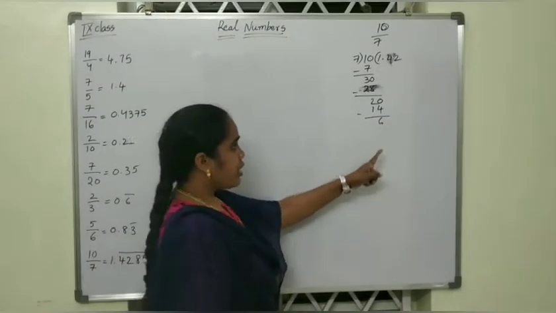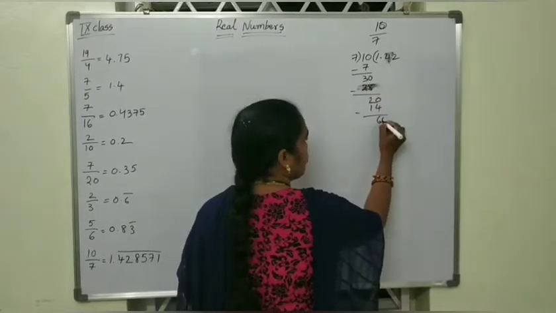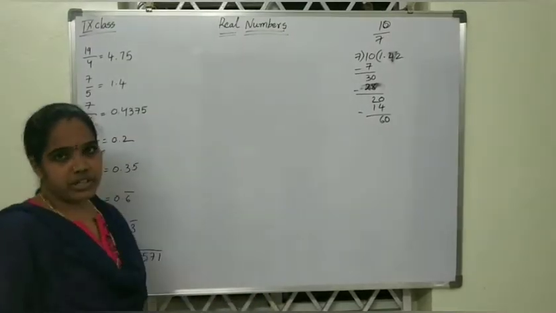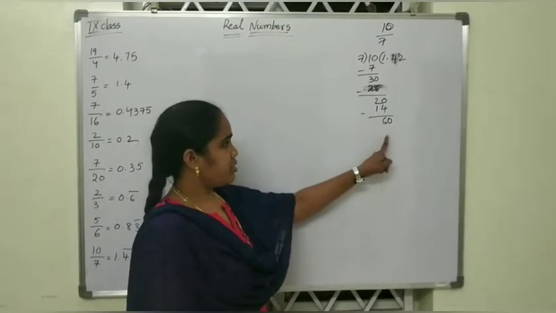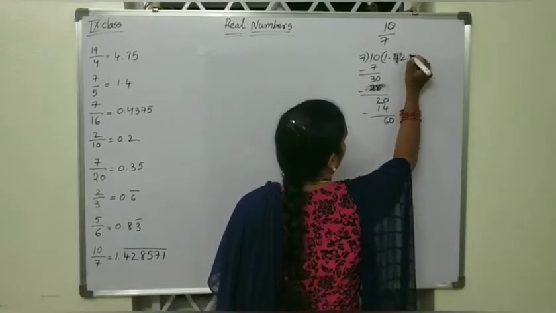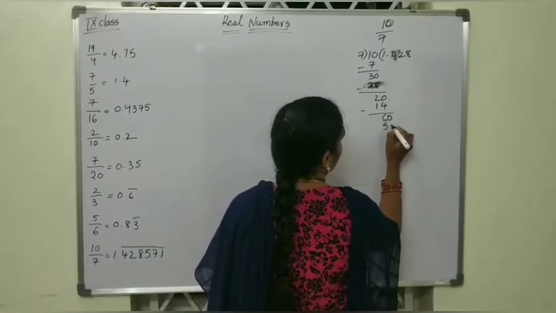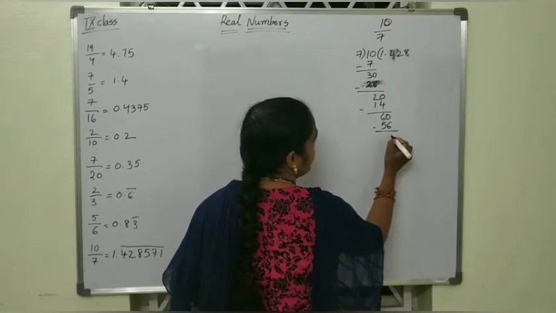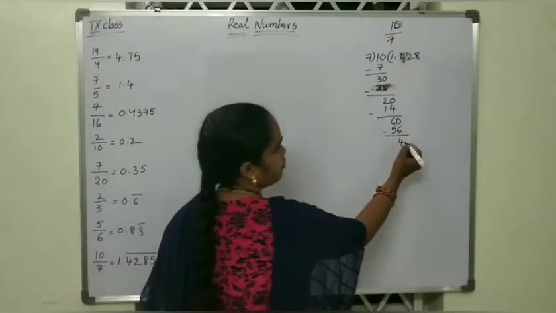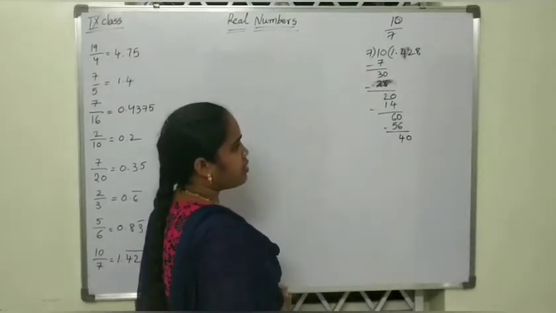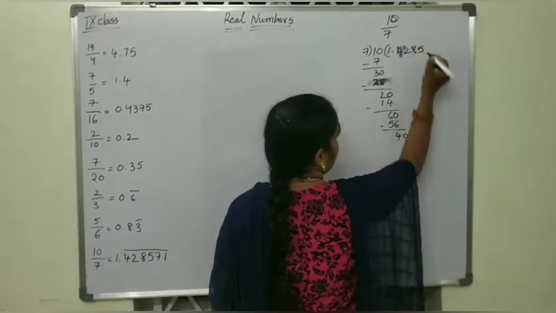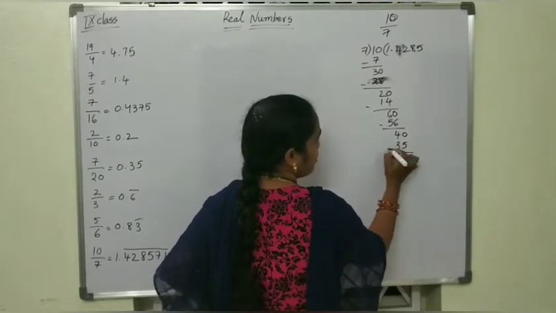Next, 6 is less than 7. Then what do we have to do? Keep a 0. 60. How many times does it go in the 7 table? 8 7s are 56. Minus. What is the remainder? 4. Then again 4 is less than 7. 40. How many times does 40 go? 5 7s are 35. So the remainder is 5.